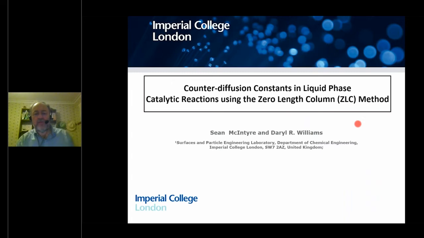And the final topic today is looking at diffusion. Particularly, we're interested in looking at what are called counter diffusion constants in liquid phase catalytic reaction mixtures, using a technique called zero-length column chromatography.